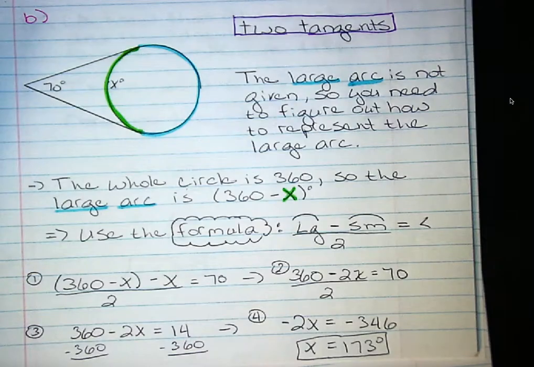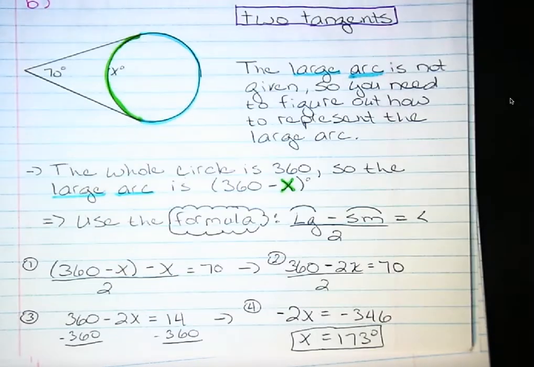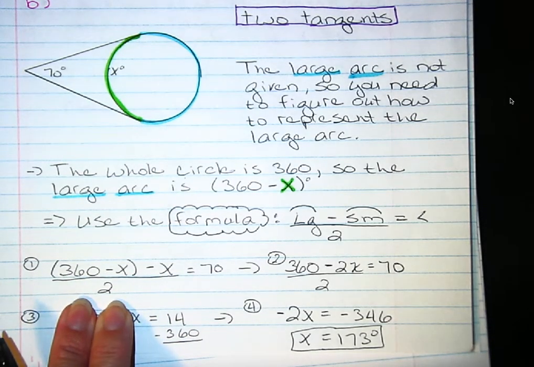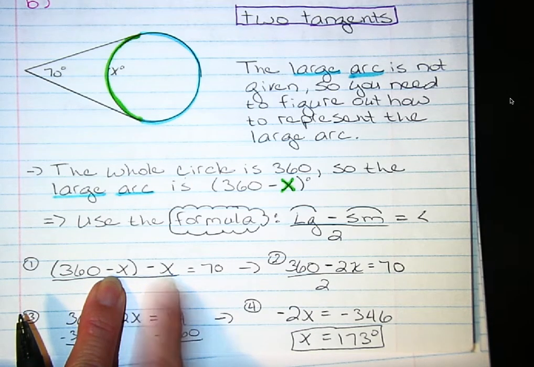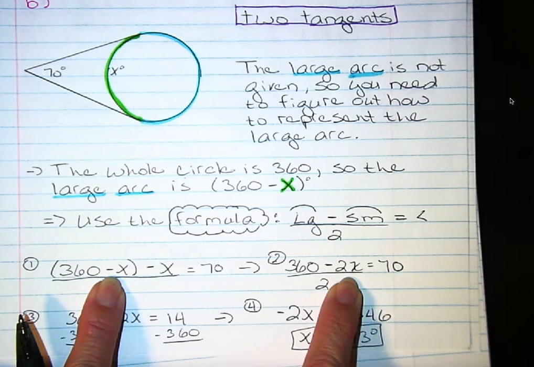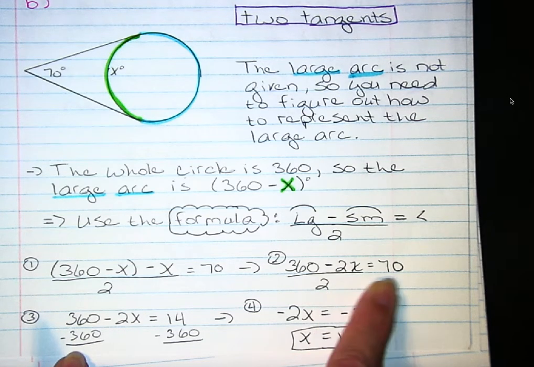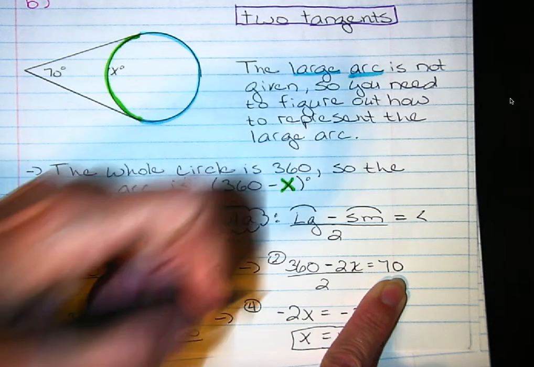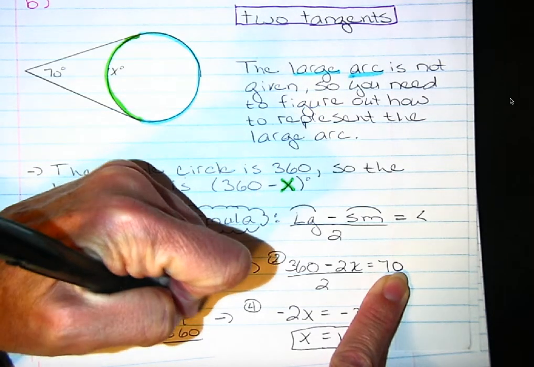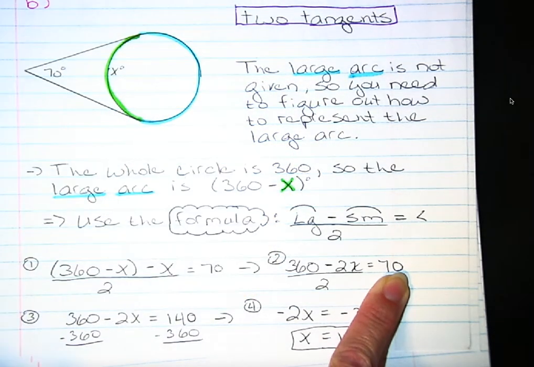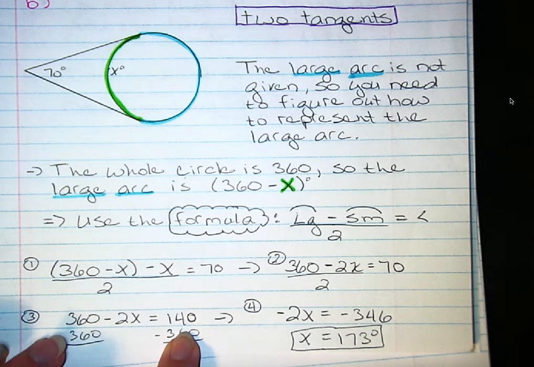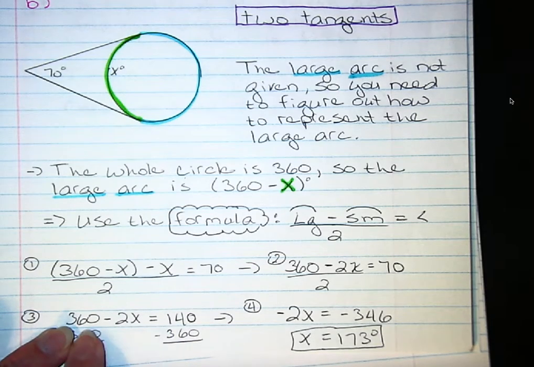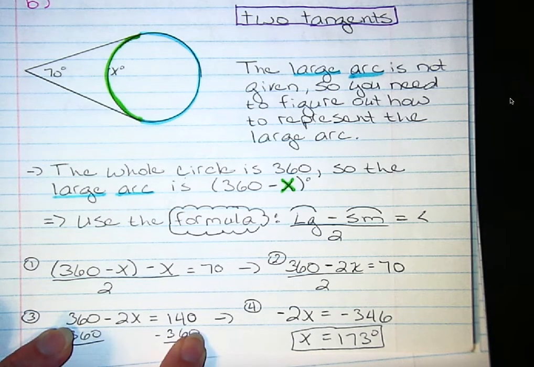Okay. All right, so since I did that, the first thing I'm going to do is I'm going to multiply both sides, or no, I'm sorry, I'm going to combine like terms. This minus x and this minus x become minus 2x. The next thing I'm going to do is I'm going to multiply both sides by 2. So 2 times 70 is actually 140. All right. So now that brings us down to step 3. 360 minus 2x equals 140.